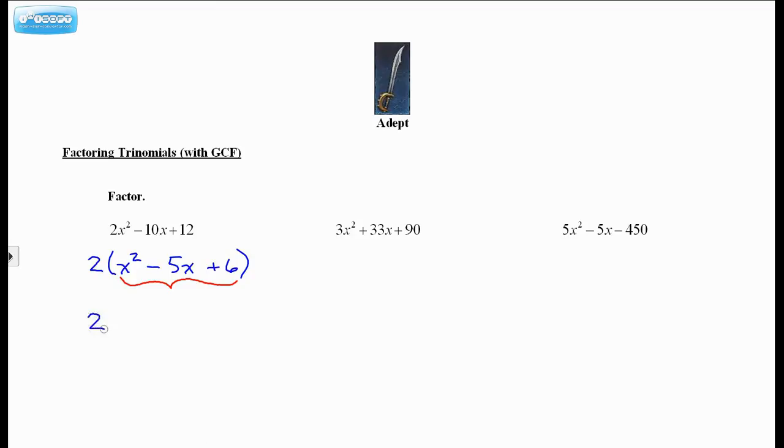Well, this 2 is still here. The x is there. Now, in order to factor these, we want to find two numbers such that they multiply to positive 6 but add to negative 5. What numbers could work? Well, 3 and 2 multiply to 6, but if I add them together, I get positive 5. That doesn't work. How about negative 3 and negative 2? Let's check. Multiply those together in our mind: positive 6. Add them together: negative 5. Perfect.